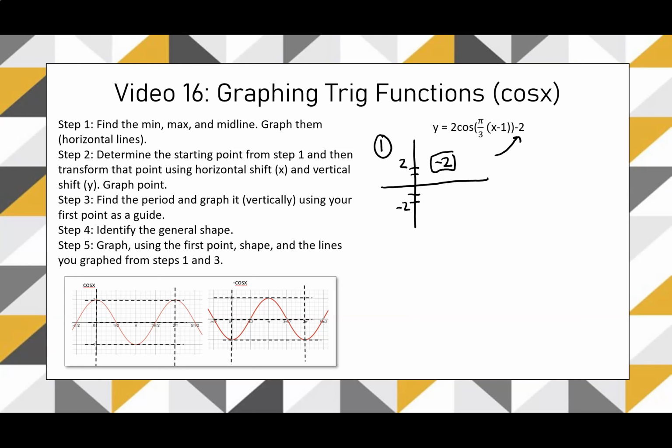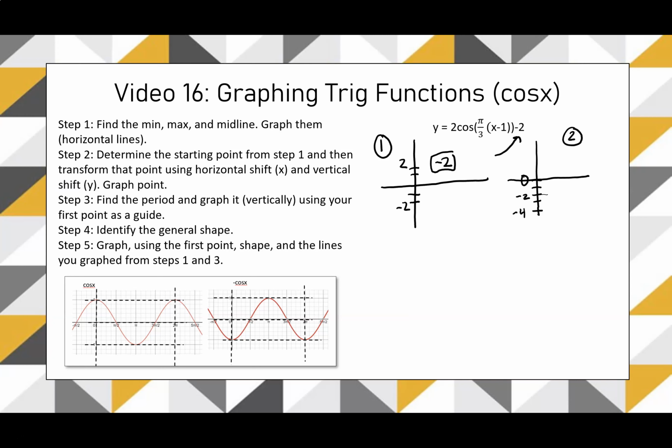So that's going to give me an actual amplitude of a 0 and a minus 4. And if you want, you could draw your midline in there as well. So that would be at a negative 2, if you will. All right, so now step 2.